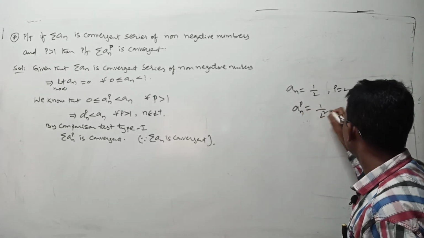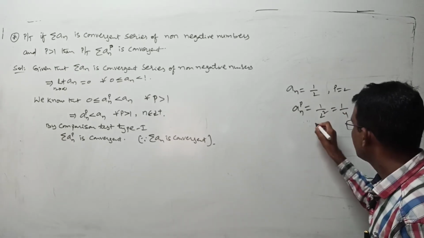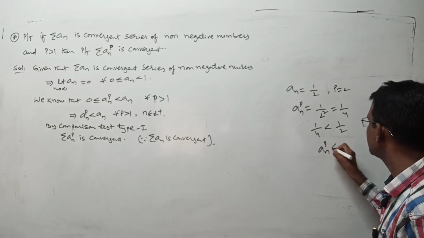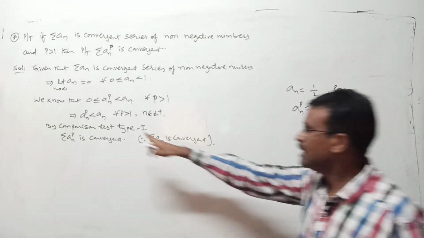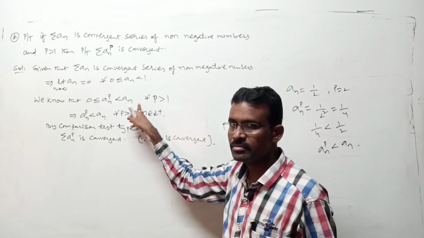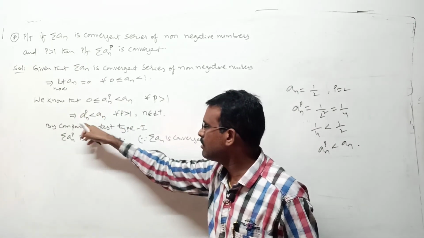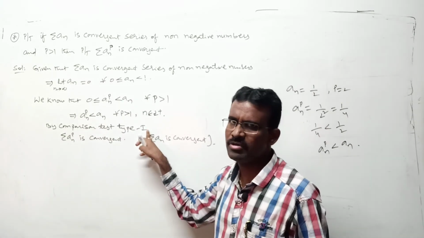1 by 2 square, 1 by 4. Is 1 by 4 always less than 1 by 2 or not? Is a_n^p always less than a_n or not? Like that we wrote this relation. This you can reduce like this. Whenever this is convergent, this is also convergent by comparison test type 1.